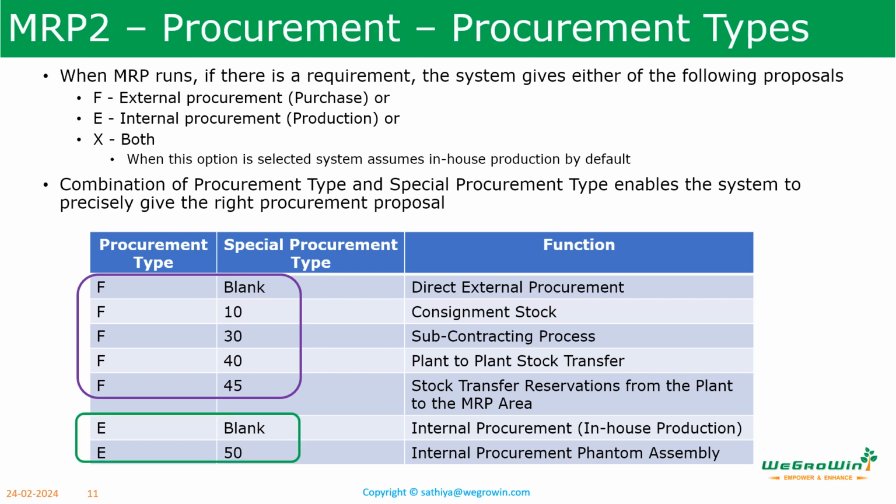In case of in-house production procurement type, if blank is used as the special procurement type, then it is a regular production. If 50 is used as the special procurement type for in-house production, then it will be a phantom production. What is phantom production? Those things we'll discuss later when we discuss MRP, production orders, those kinds of concepts.